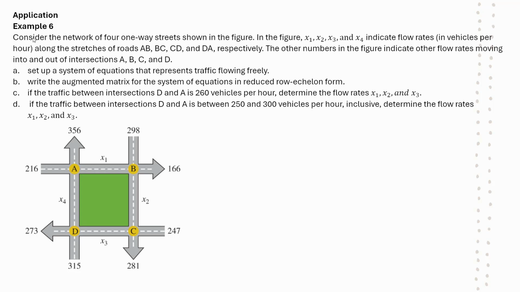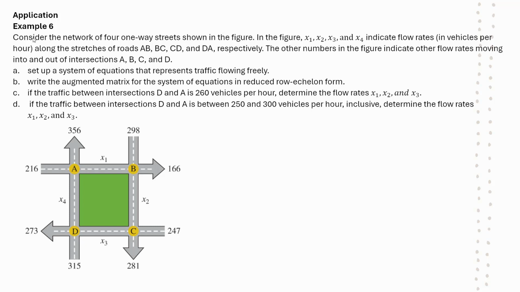So consider the network of 4 one-way streets shown in the figure. In the figure, x sub 1, x sub 2, x sub 3, and x sub 4 indicate flow rates in vehicles per hour along the stretches of roads AB, BC, CD, and DA, respectively. The other numbers in the figure indicate other flow rates moving into and out of intersections A, B, C, and D. So we're going to, first of all, set up a system of equations that represents the traffic flowing freely.